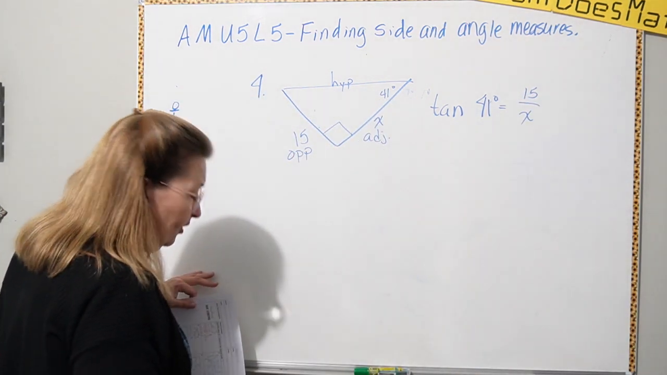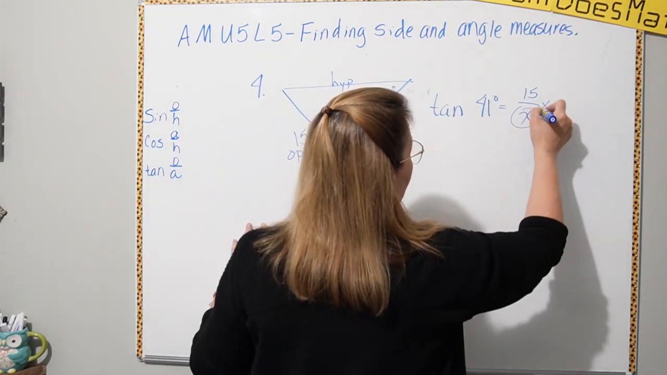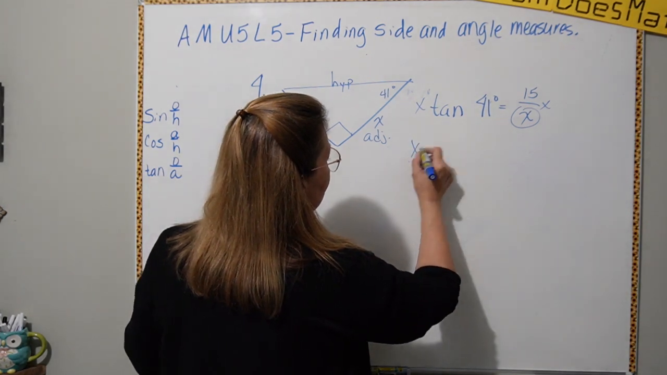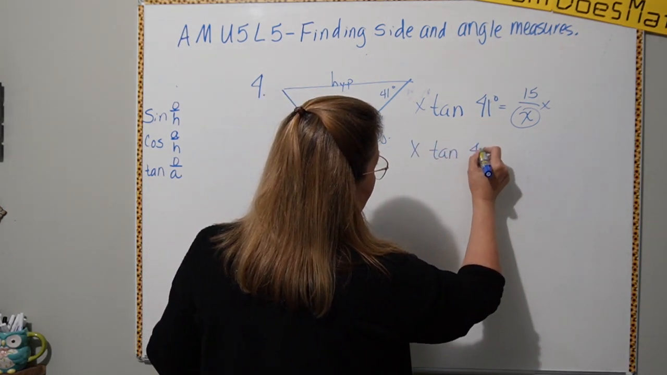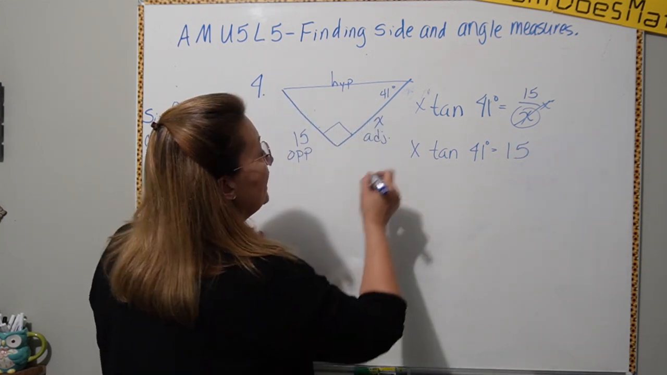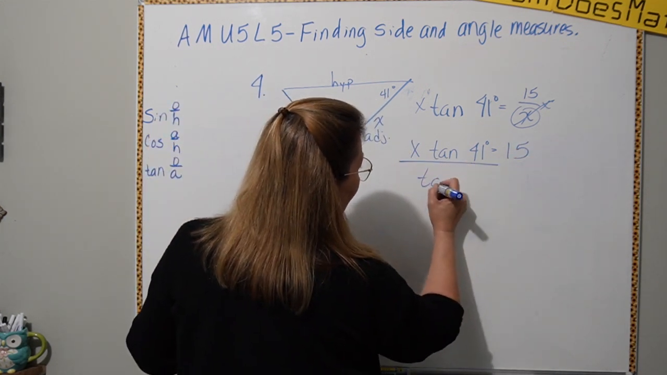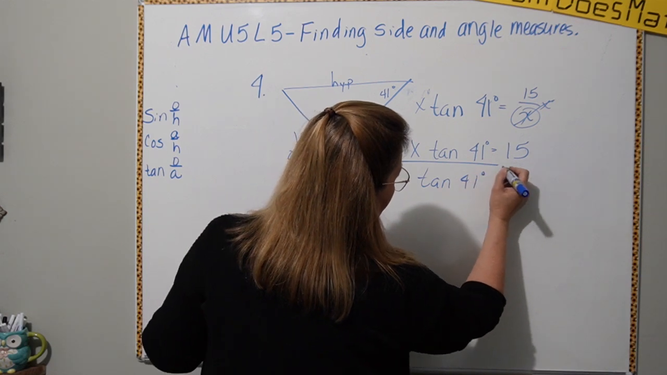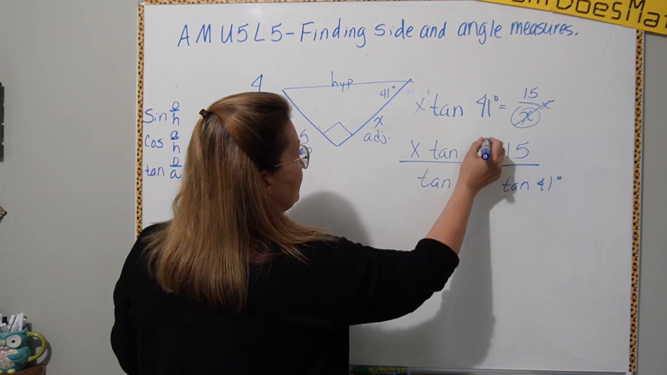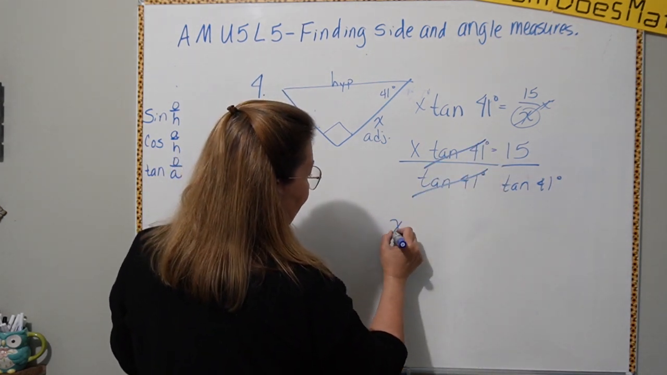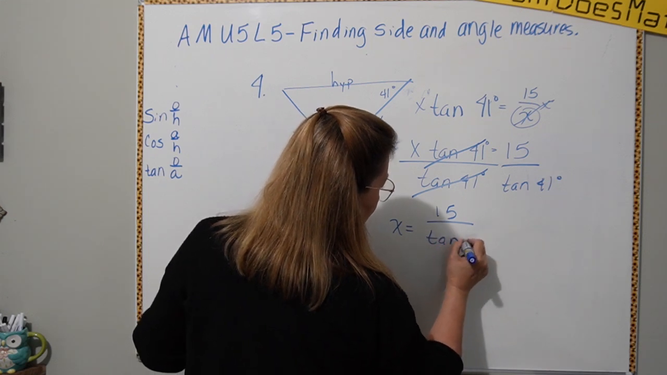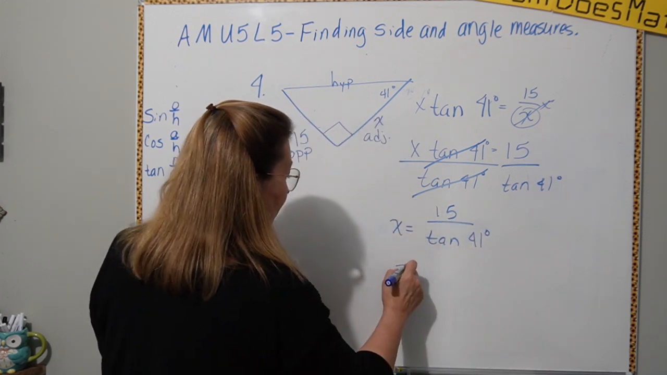So to solve for x, first I'm going to multiply by x to get it out from under the fraction. What that's going to do is give me x is equal to tangent 41 degrees. These cancel out, so now I have 15. Then I'm going to come back and divide by tangent 41, okay? So these two cancel, and now I have x equals 15 over tangent 41 degrees, and it is calculator time.